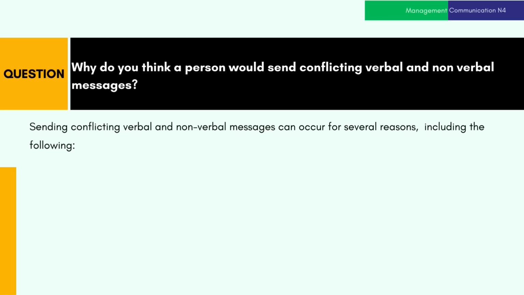Question. Why do you think a person would send conflicting verbal and nonverbal messages? Sending conflicting verbal and nonverbal messages can occur for several reasons, including the following.